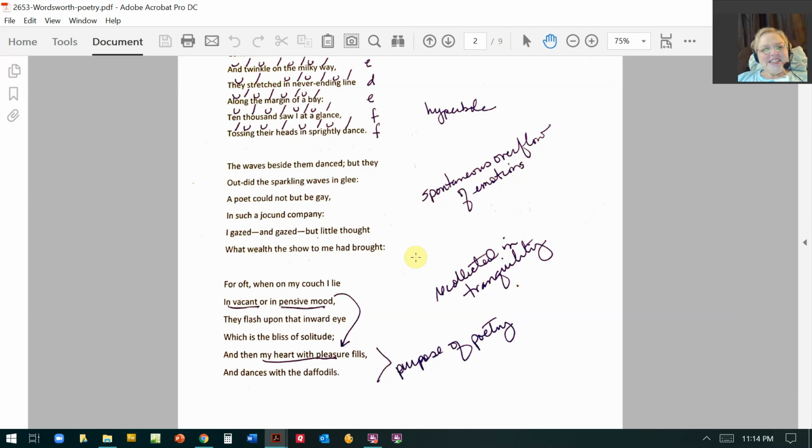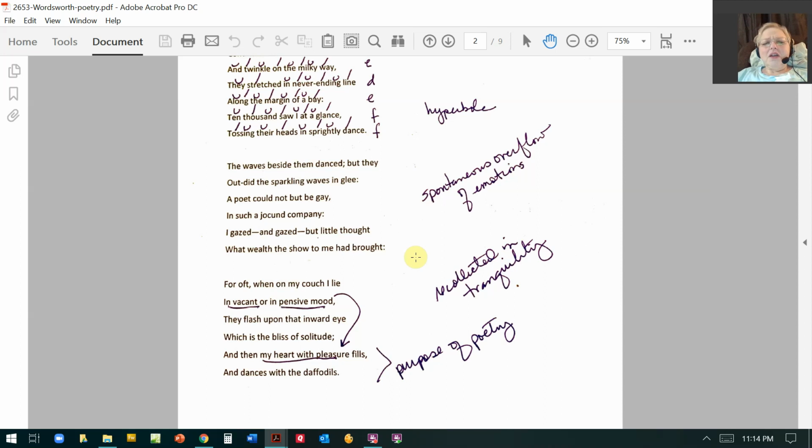Isn't that just amazing? I hope you've had a moment like that at least once in your life, where you're just kind of down, or he says pensive, right? That's thoughtful, right? Or vacant. He's just not even thinking of anything. He's not focused on anything, right? So it's not necessarily that he's in a bad mood. It's just, right? He's laying down on his couch. He's in the city. He's not there in the middle of nature.